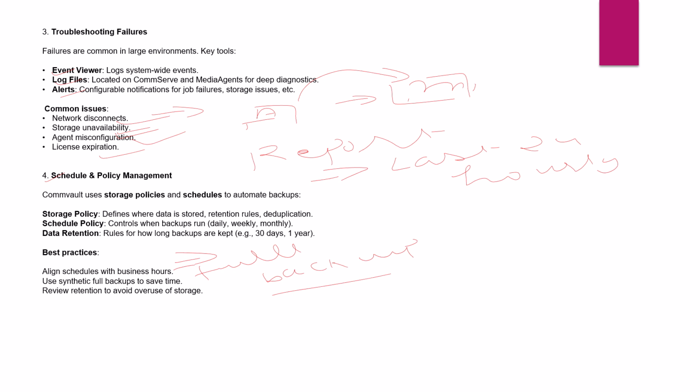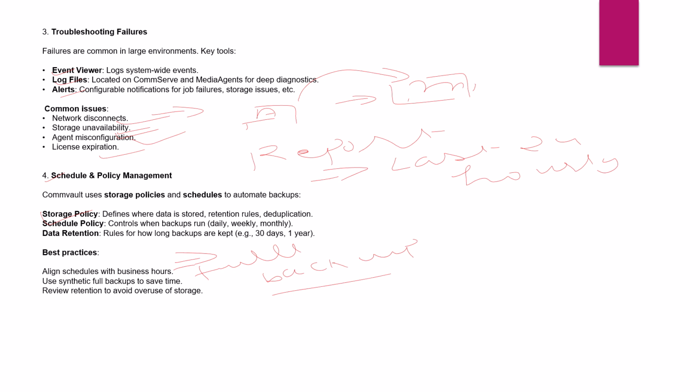Okay, so if you're not taking a full backup when you update your storage policy, then you will face trouble, some backup jobs failing. Okay.